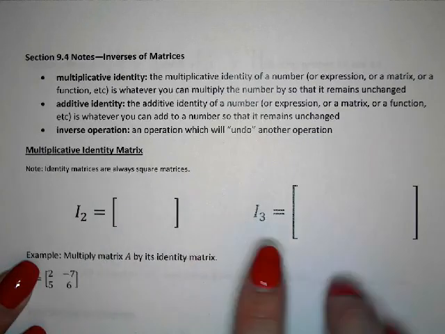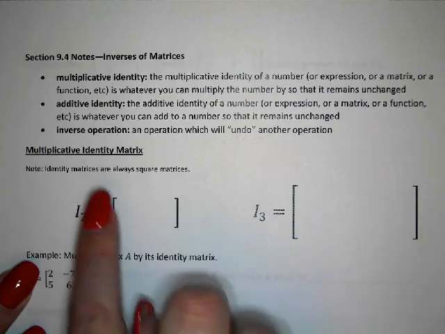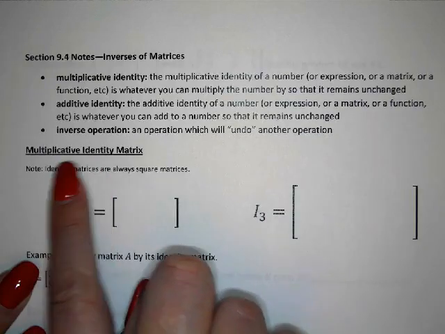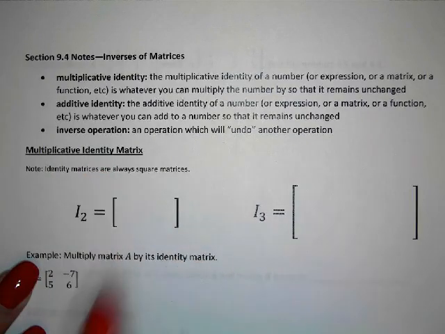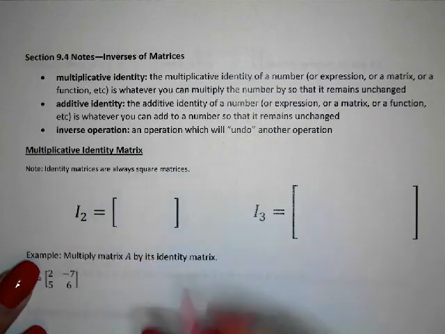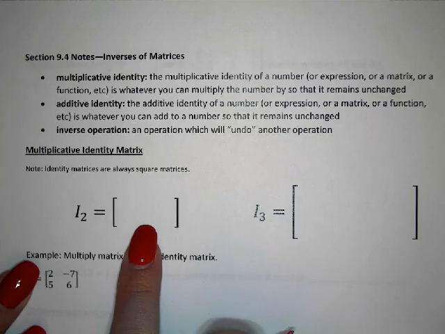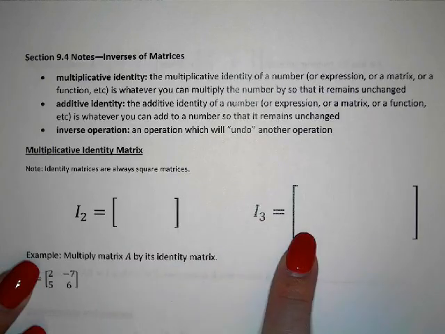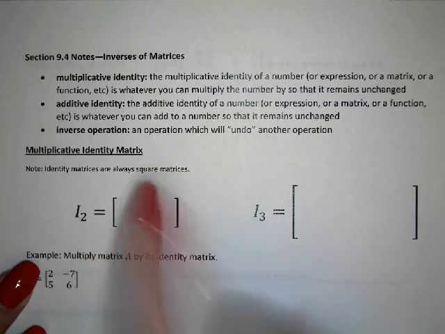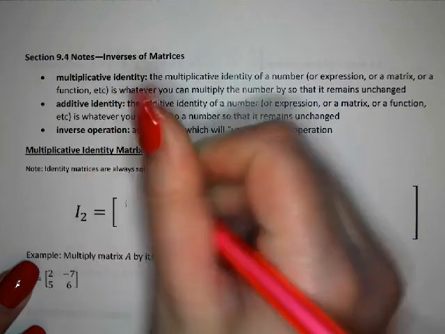So now we're going to move on and talk about matrices. And first we're going to talk about the multiplicative identity matrix, which means we're going to look at what matrix you can multiply another matrix by and just end up with the original matrix. So first, we have I2, which is a 2 by 2 identity matrix. We have I3, which is a 3 by 3 identity matrix. And the identity matrices always have to be square matrices.